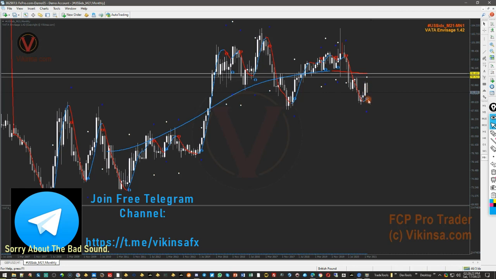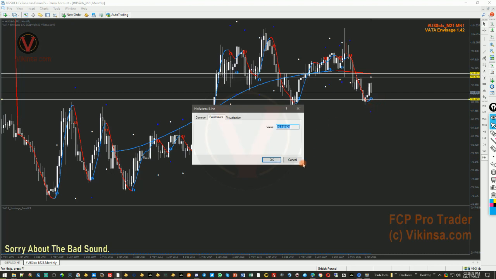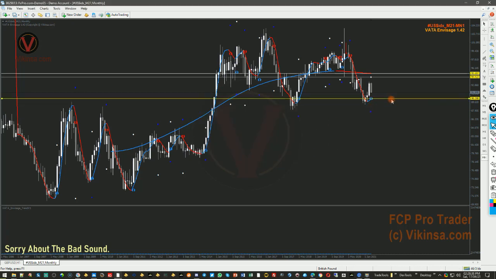If this candle closes really low, then there is a chance that the market can actually fall a little bit further down as well. So this is also a very interesting level, near about 90.13 or something like that, near about that level where the water wave is. So that's what we have on monthly.